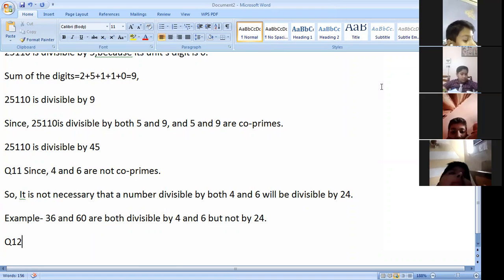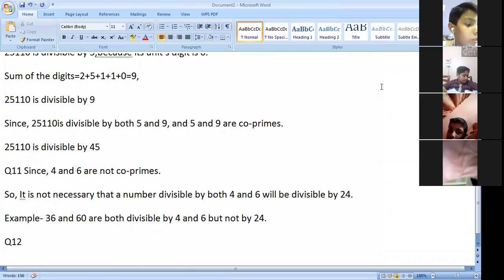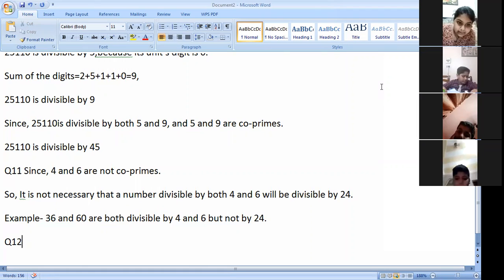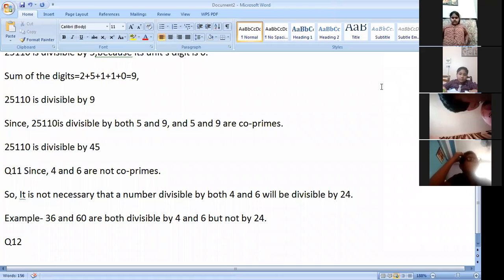Anand, please read the question. Question number 12. I am the smallest number having four different prime factors. Can you find me? So we have to first find out the smallest 4 prime numbers.